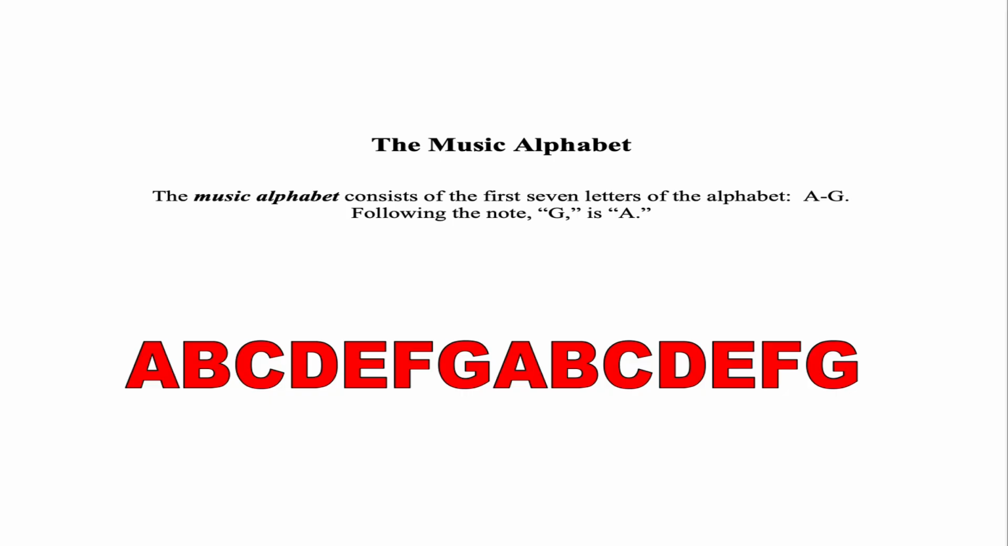The music alphabet begins with the letter A and ends with the letter G. Therefore, only the first 7 letters of the alphabet are used in music. After the letter G, we begin again with the letter A.